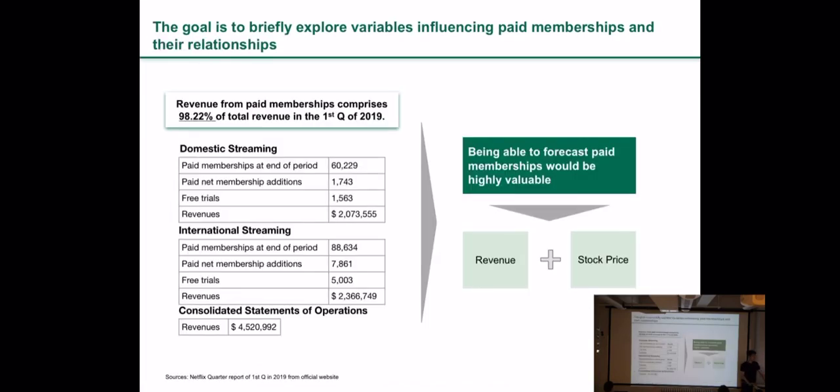I checked the quarter report of 2019 of Netflix, and I found that the revenue from paid membership comprises 98% of the total revenue in this quarter. That shows that being able to forecast paid membership will be highly valuable because it's highly correlated with the revenue, which eventually will influence the stock price, although there are many random walks in the short term like price fluctuation. But that inspired me to set up this goal, to briefly explore the variables that might influence the paid membership and their other relationships.